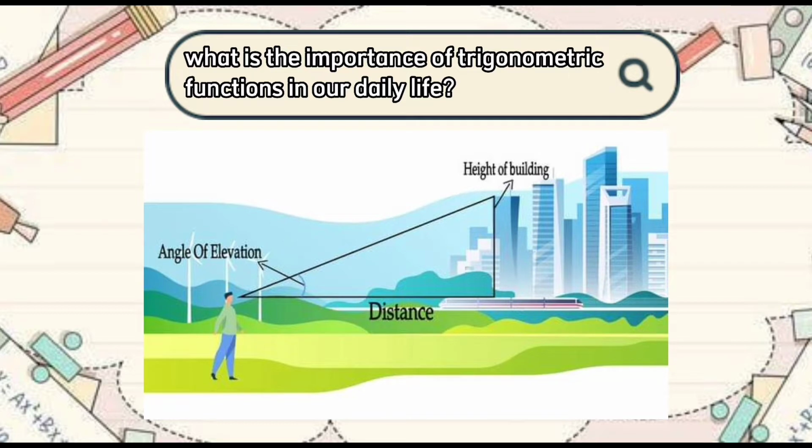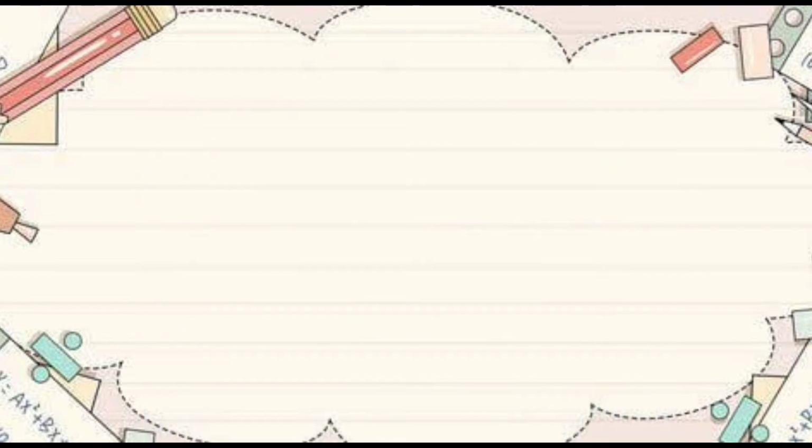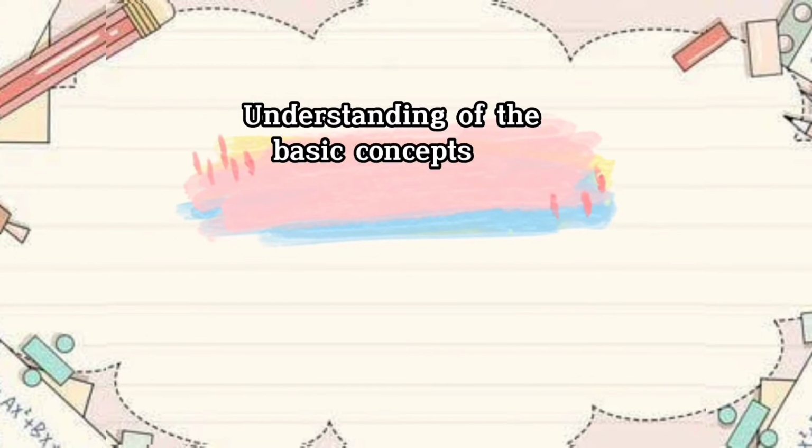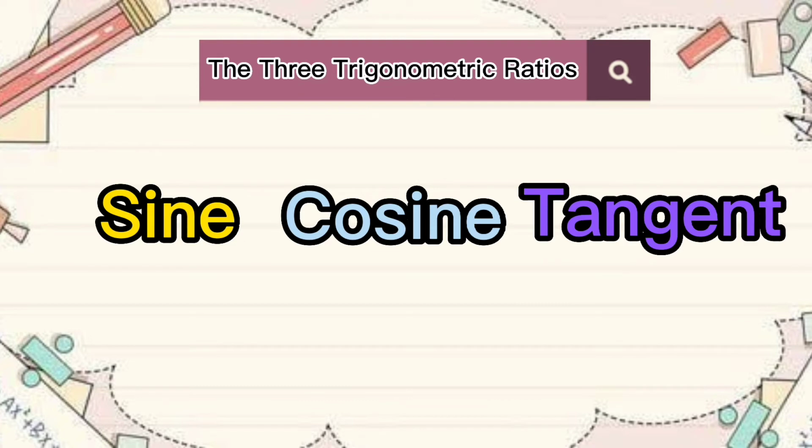Like for example, the height of a building can be easily determined by using trigonometric functions and the distance of a building from the viewpoint. Again, our lesson for today is all about understanding the basic concepts of trigonometry. And these are the 3 trigonometric ratios: the sine, cosine, and tangent.